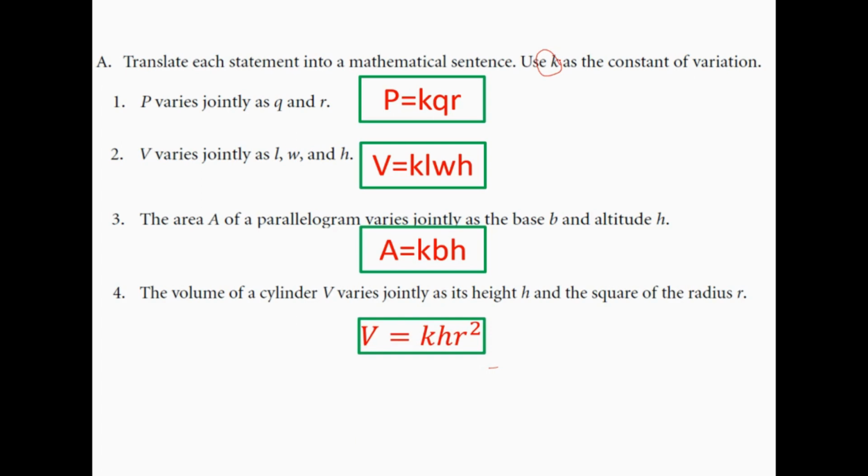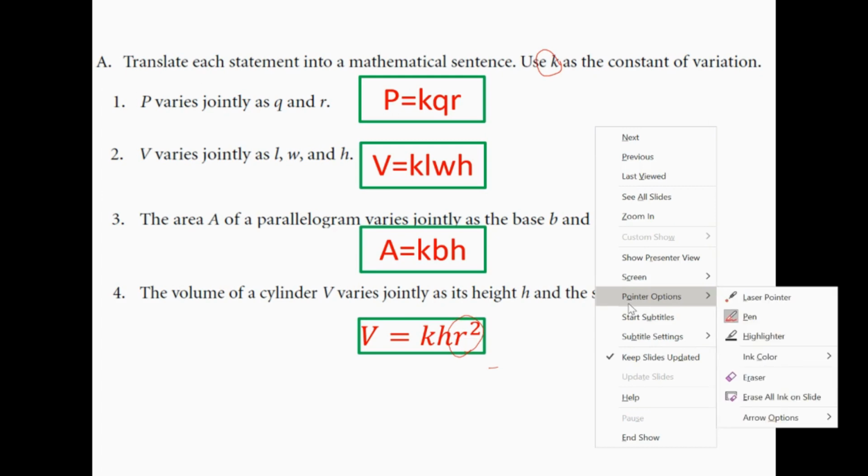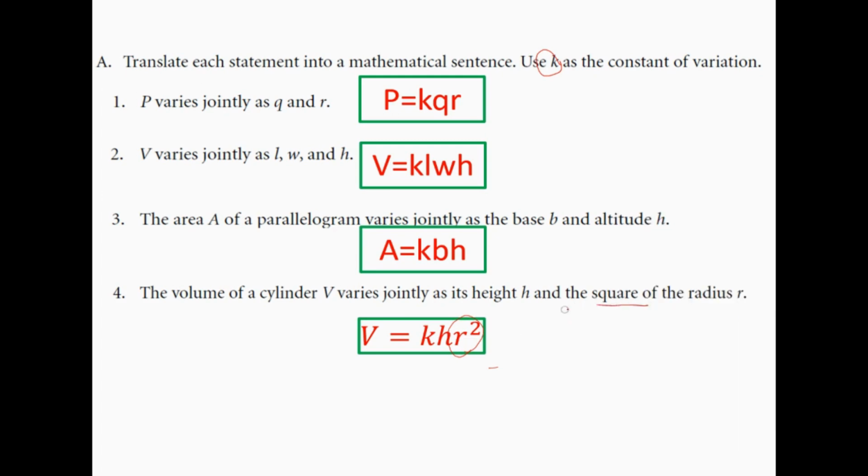So take note of this variable. We have HR squared because it is stated in the sentence that we have the square of the radius R. So meaning to say this is referred to as R squared.